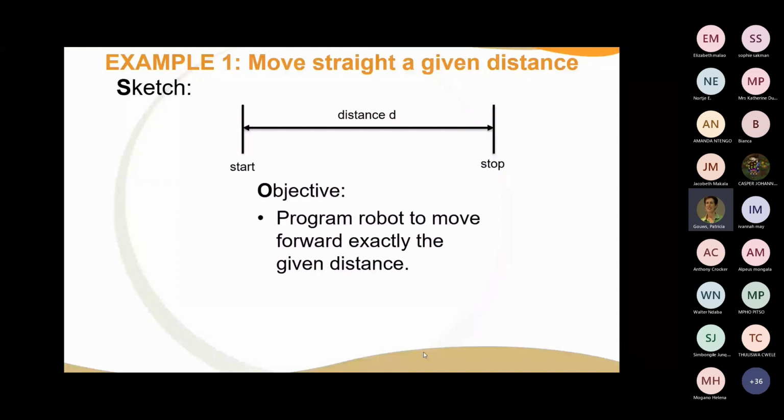Okay. So now we're going to move straight. So we have a distance. There's our distance, the distance from start to stop. So we're going to start here and we're going to end here, and the robot has to travel. So this is from looking down. We put a piece of insulation tape on the floor, and then we've got to travel this distance.